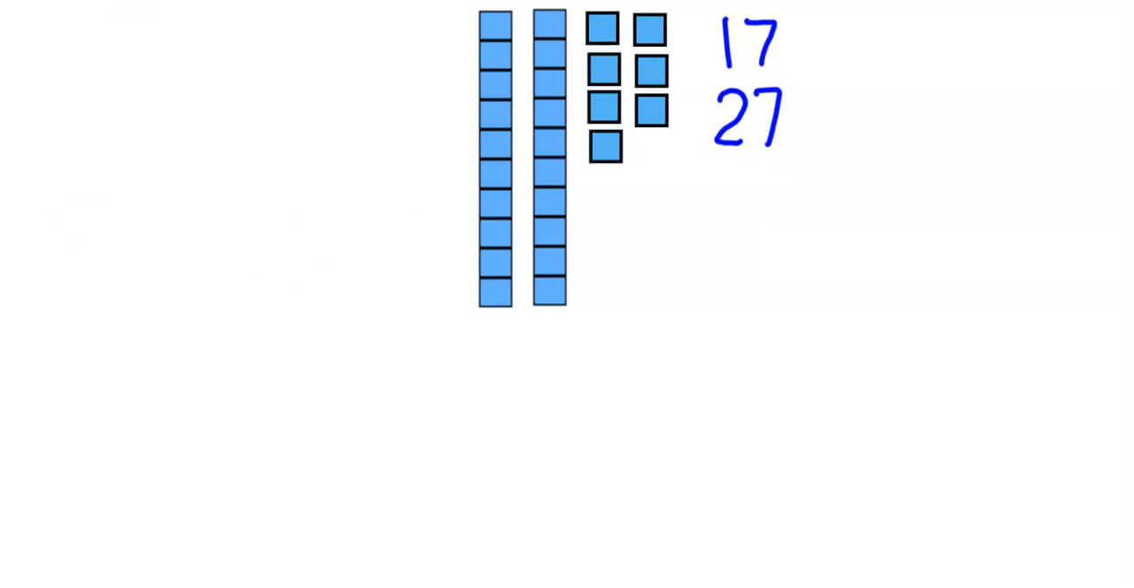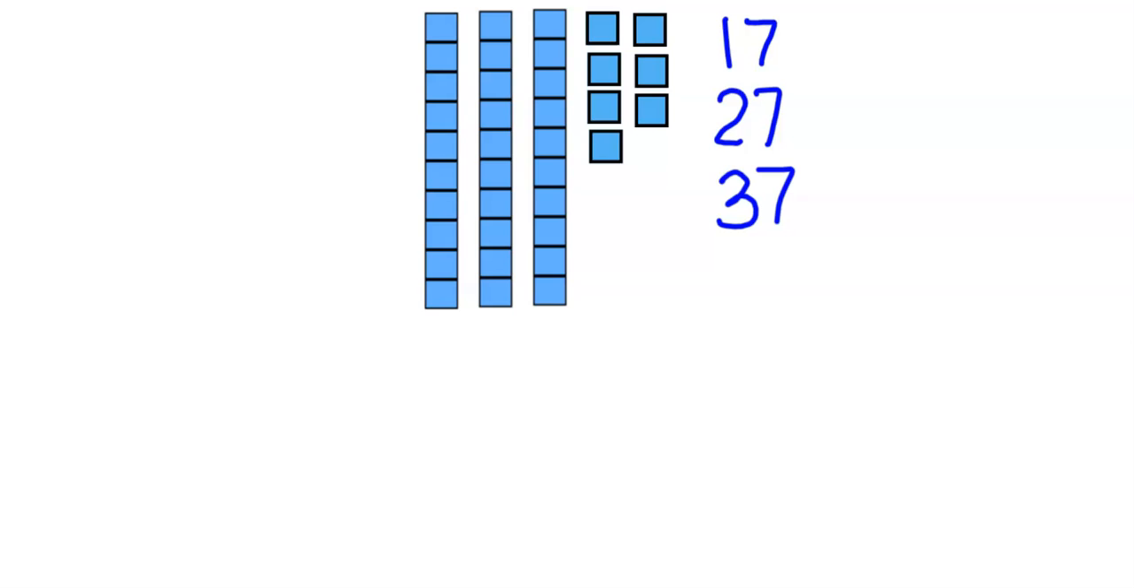Let's add some more. What number is represented now? We know that we have 3 10s and 7 more. So what number is that? That's right. That is 37.